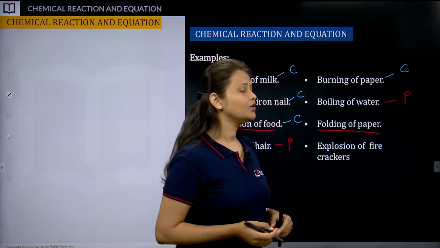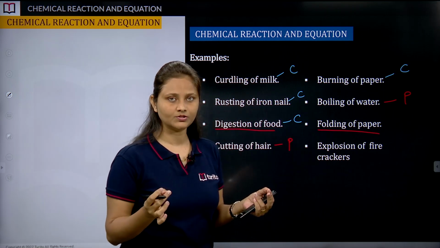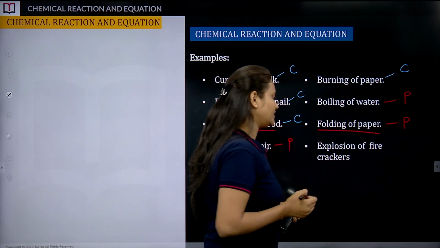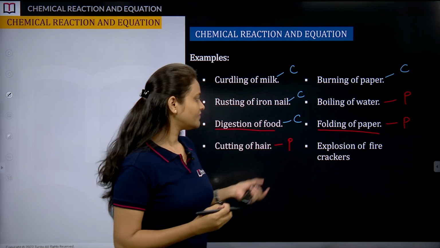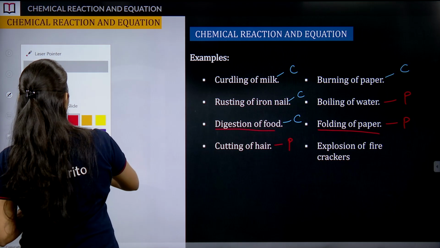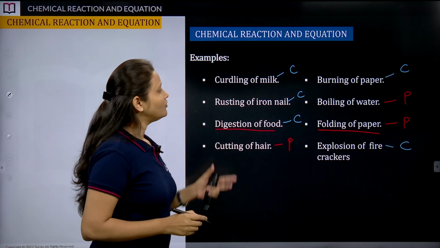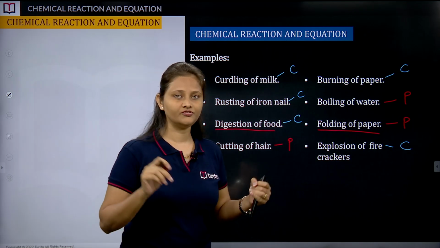Then we are having folding of paper. I can unfold it, right? It can get reversed too. The change can get reversed. So I can say it's a physical change. Then we are having explosion of firecrackers. So it is nothing but a chemical change. Okay, so I am writing here as chemical change. So we are having different types of changes, chemical changes and physical changes.